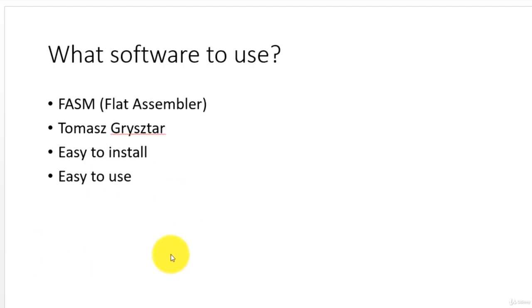Now, what software to use to write assembly code? There is a good assembler known as FASM, also known as Flat Assembler, by Thomas Grysztar. The reason why I choose this over others is because, first, it is easy to install and even easier to use. And it is especially good for general purpose assembly programming and easier to learn for newbies, for people who have no background in assembly programming.